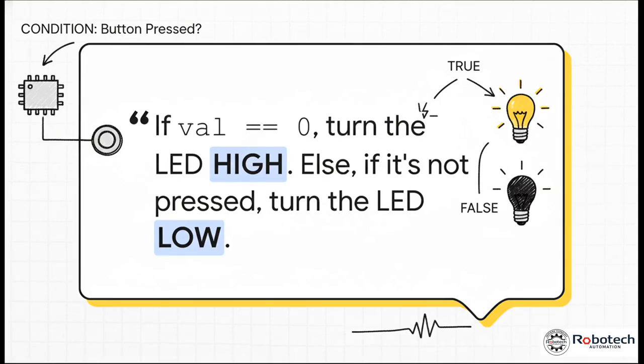And this is where it all comes together beautifully. If the button has been pressed, that is, if our condition val equals 0 is true, then we run the first chunk of code. We digital write our LED pin to high, turning the light on. Else, if that condition is false, meaning the button is not pressed, we run the second chunk of code. We digital write the LED pin to low, turning the light off. On or off. It's that simple, powerful decision in action.